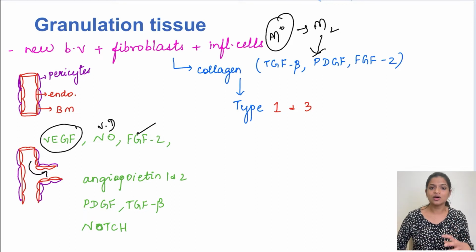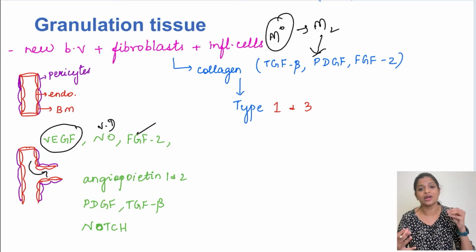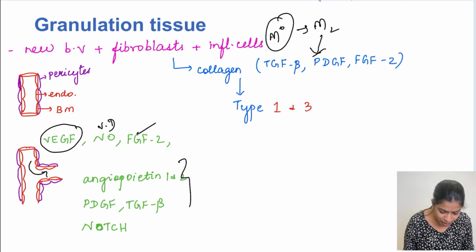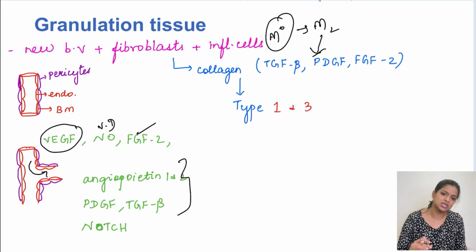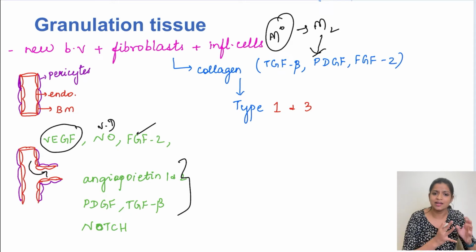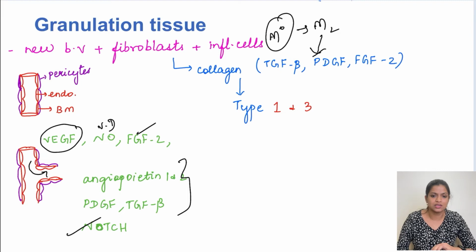Then we'll have the remodeling of this newly formed sprouted blood vessel. The newly formed blood vessel has to form the further layer, that is the pericytic layer or the smooth muscle layer, and the lumen has to form, that is, the vessel has to recanalize. All these steps are going to be regulated by angiopoietins, PDGF and TGF-beta. And this entire sprouting process is going to be regulated by Notch protein. So you just remember all these cytokines, especially VEGF, which is going to be responsible for neoangiogenesis.